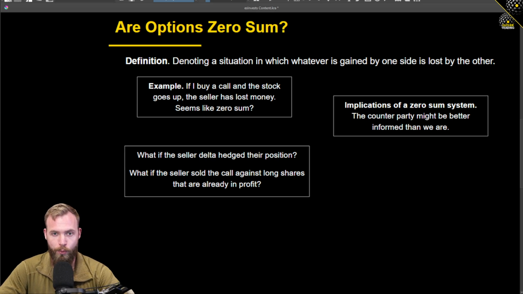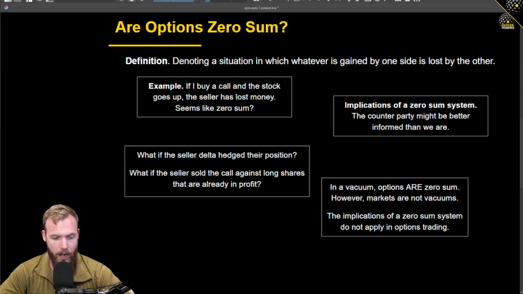Now, here's the reality. When we look at options, individual option contracts, they absolutely are zero sum, meaning one side is going to win, one side is going to lose for the contract itself. However, if we focus too much on that pedantic component of options themselves, individual transactions, then we lose the true importance of a zero sum system, which is, again, this implication that we talked about here. So the reality is, options as a practice, options trading as a practice is not zero sum.